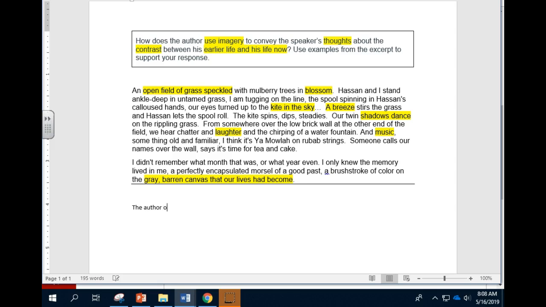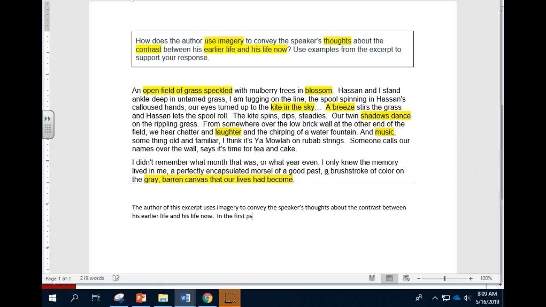The author of this excerpt, or I could say passage or text, uses imagery to convey the speaker's thoughts about the contrast between his earlier life and his life now. See how I'm getting this directly from the question? All right, so that first sentence came directly from the question. Now it's time to get into this part. Use examples from the excerpt to support your response.